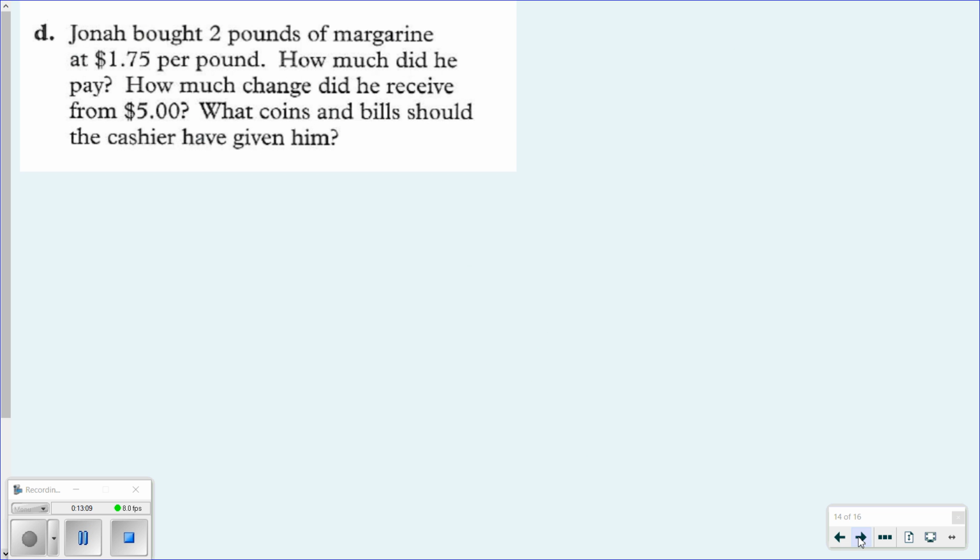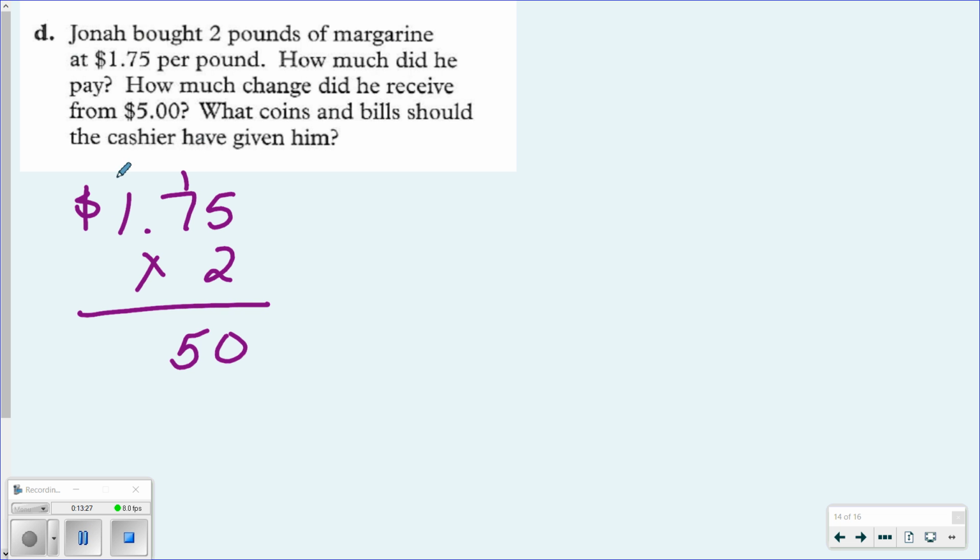Alright, letter D. This has several questions. Jonah bought 2 pounds of margarine at $1.75 per pound. How much did he pay? So if each pound costs $1.75 and he bought 2 of them, we have to first multiply by 2 to find out how much he paid. Okay, so he paid $3.50. Then it says how much change did he receive from $5.